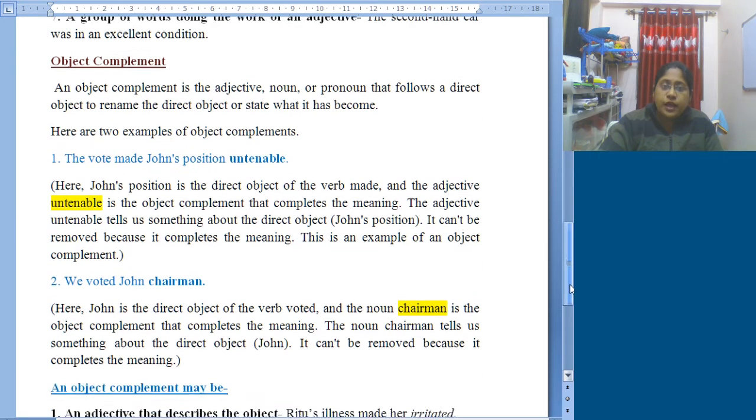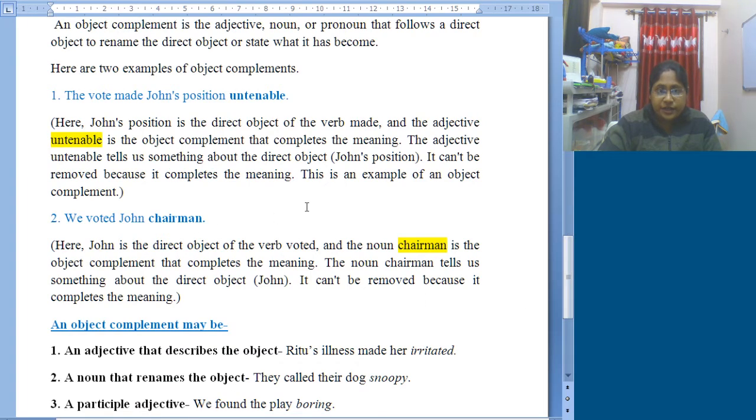Next example, we voted John chairman. John is the direct object and the verb is voted, and chairman is the complement because it tells us something about the direct object John. If we remove the word chairman, the meaning is not complete, something is missing. So obviously chairman is the complement.